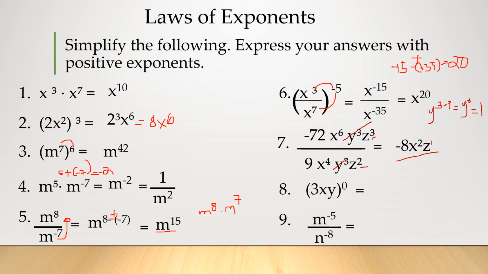Okay, number 8. All of this is raised to 0. It means that is 1. Now, I have here m raised to negative 5 divided by n raised to negative 8. So you notice they are both negative. So what I'm going to do is just flip them. That is, n raised to negative 8 will now go to the numerator, and m raised to negative 5 will go to the denominator. Just flip, and it becomes positive.